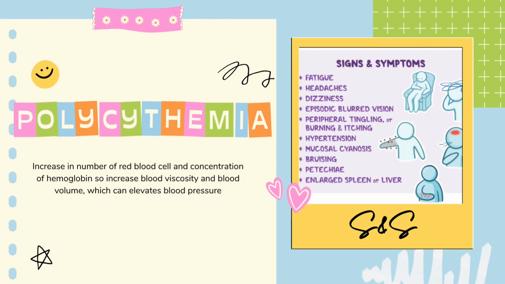Next, we have polycythemia. This is when there is an increase in the number of blood cells and concentration of hemoglobin. So, increase in viscosity and blood volume, which can elevate blood pressure. I have included a rather lengthy list of signs and symptoms that could be seen with this condition. The big ones to note are fatigue, headache, dizziness, bruising, and hypertension. But any patient could have any of the other symptoms as well.